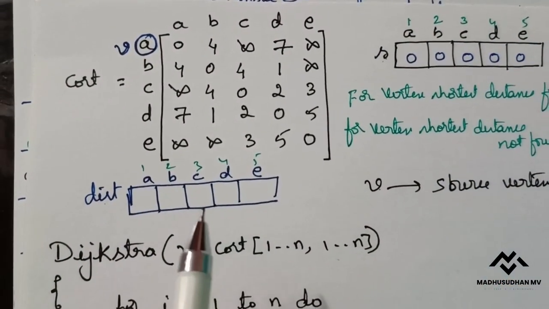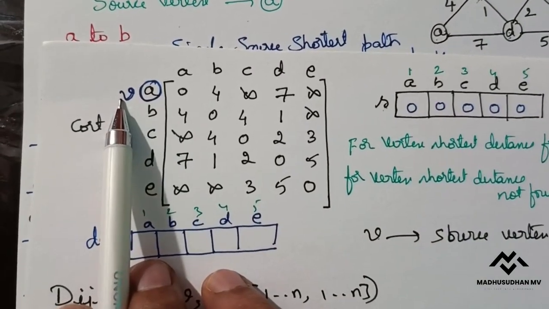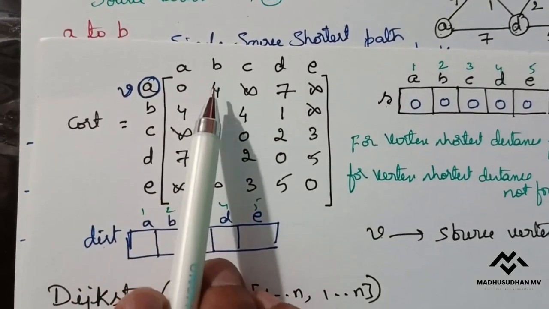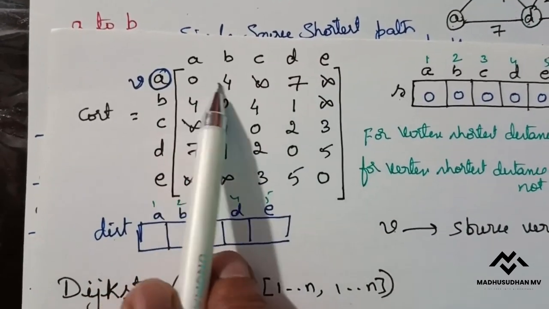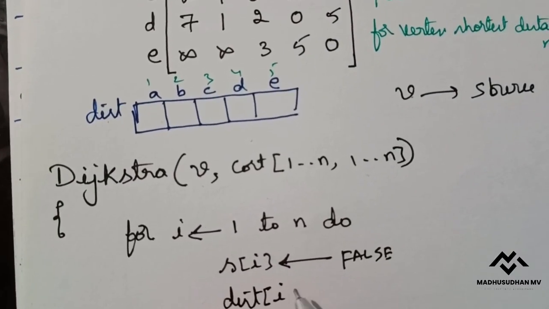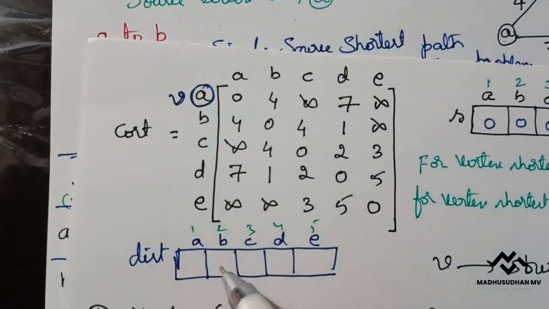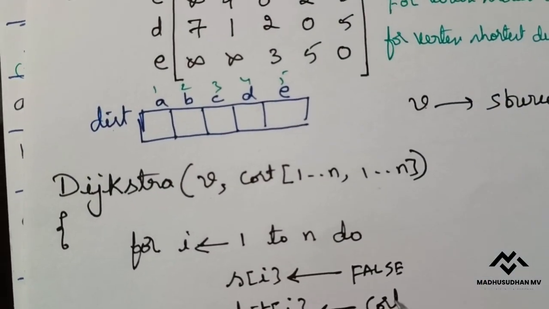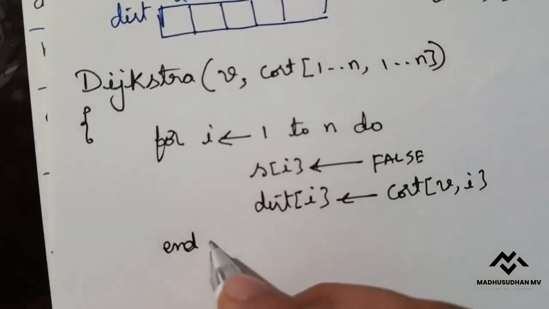Next, the distance array. Which one have we selected as the source vertex? Vertex A. So from vertex A, what is the shortest distance to A? 0. From the source vertex to B, 4. To C, infinity. To D, 7. To E, infinity. This row I need to copy to distance of i. That is, distance of 1 should be 0, distance of 2 is 4, distance of C is infinity, distance of D is 7. This is copied from the cost adjacency matrix, source vertex v comma i.